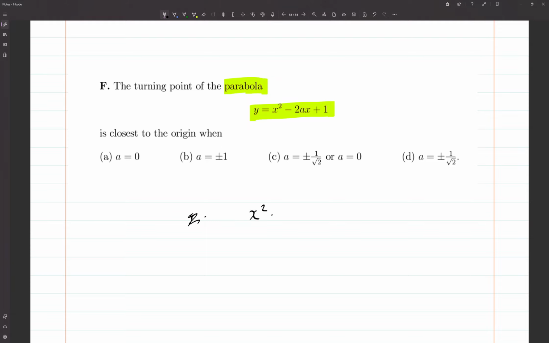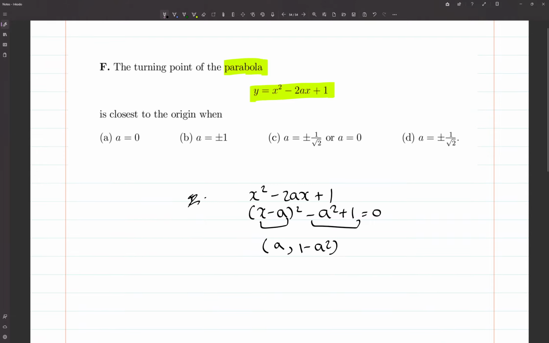x squared minus 2ax plus 1. So you can go (x minus a) squared minus a squared plus 1 equals 0, right? So that means my turning point will be (a, 1 minus a squared). It's going to be this part and this part.